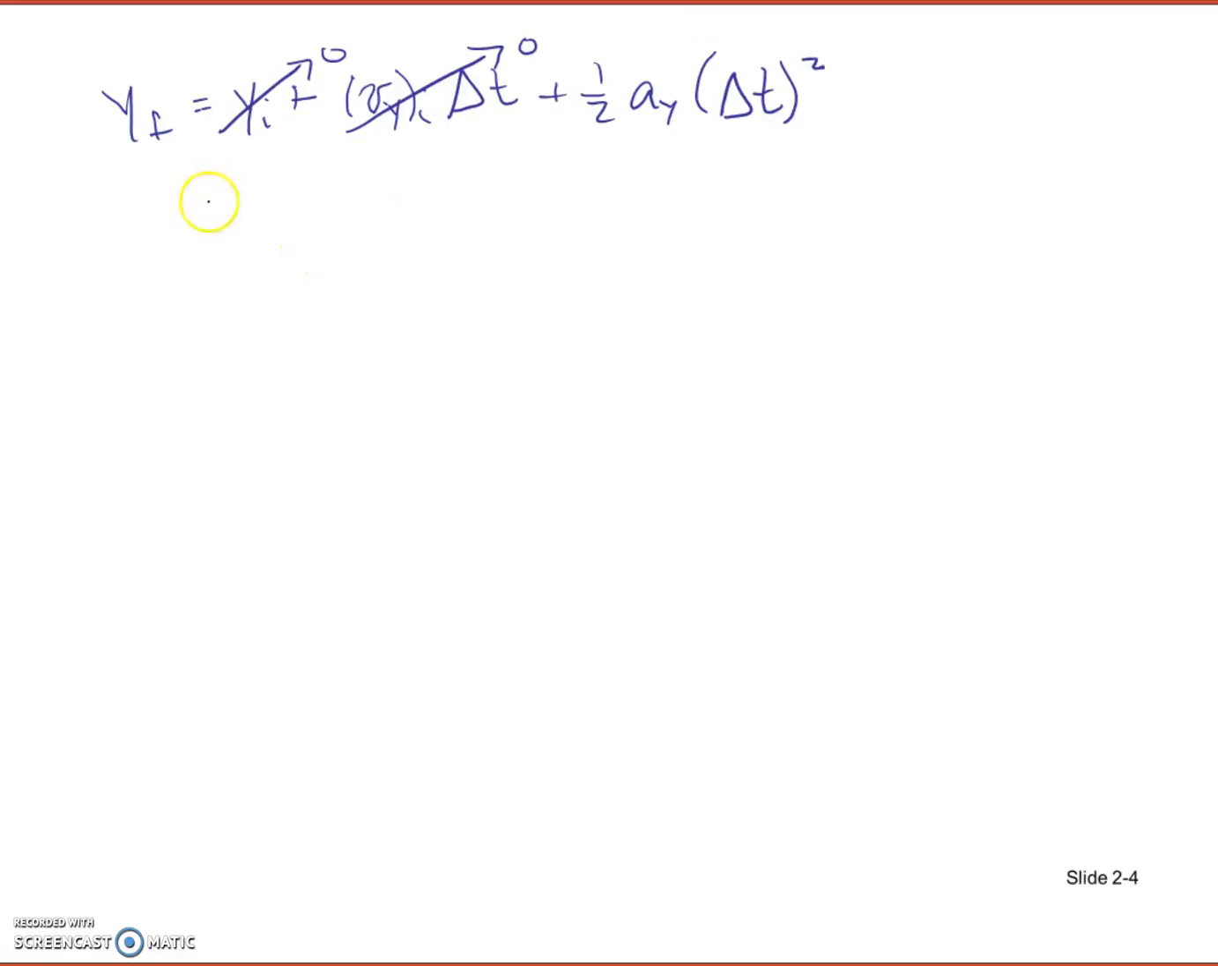Okay, so I can now actually plug in numbers. Again, I'm looking for the y final. Everything is done. 1/2, my acceleration is 18 meters per second squared times a time of 150 seconds, and I'm going to square that too. Okay, plug that into my calculator. What do I get?